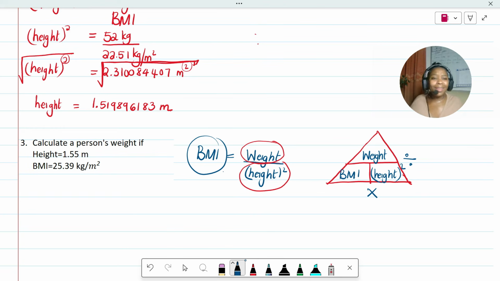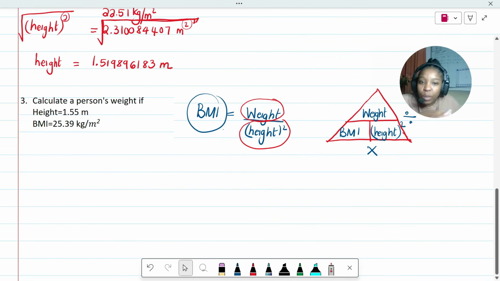Whether they ask you to calculate weight given BMI and height, you can do it. Whether they ask you to calculate height given weight and BMI, you can do it. Whether they ask you to calculate BMI given height and weight, you can do it. It makes it easy for you to solve for whatever the question is asking. Remember, we're trying to make maths easy, guys. All right? So from here, what are we being asked to do?